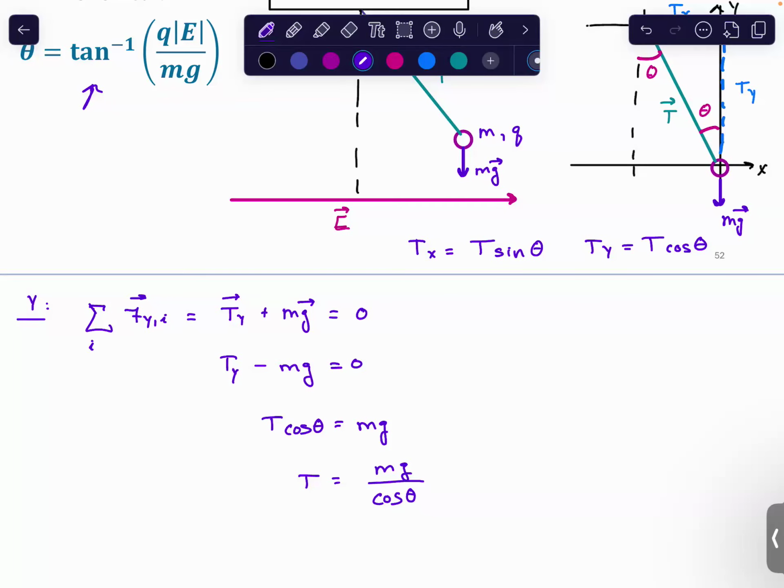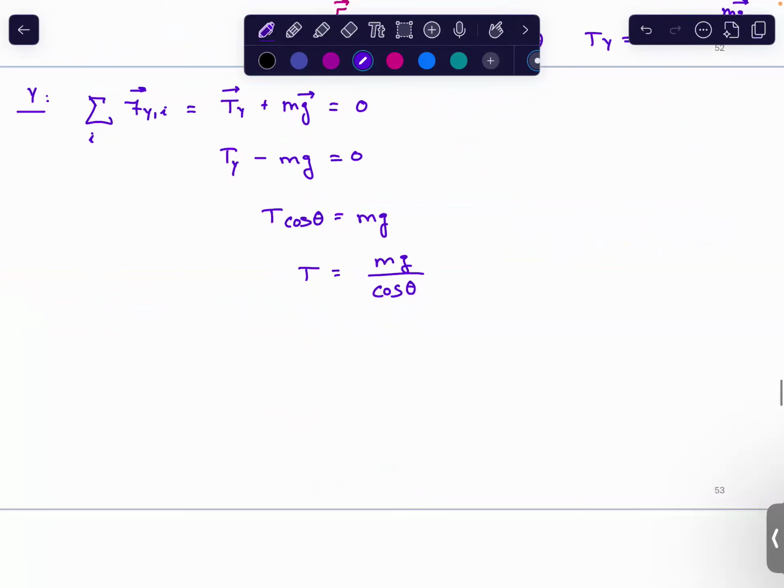I wanted to do this because I looked at this whole problem and I said, yeah, there's a tension holding that sphere there. I don't know what it is. So I want to get rid of it. So I'm going to find an equivalence for it and plug it in later. So now let's do X.